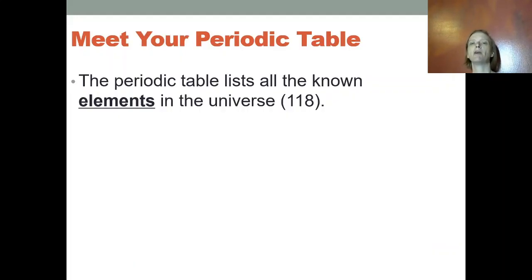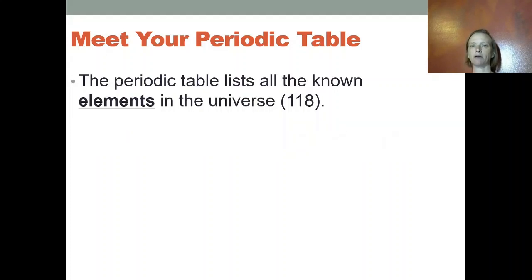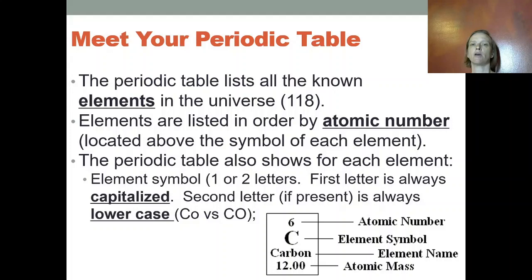So, the periodic table lists all the known elements in the universe, and as of now we know of 118 elements. Those elements are listed in order by atomic number, and that's listed above the symbol of each element. The periodic table also shows for each element the element symbol.